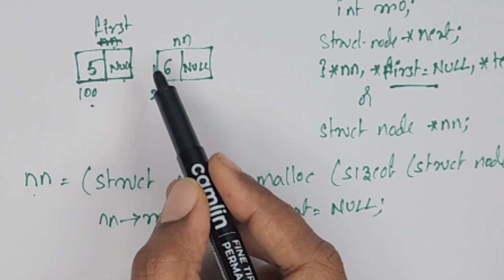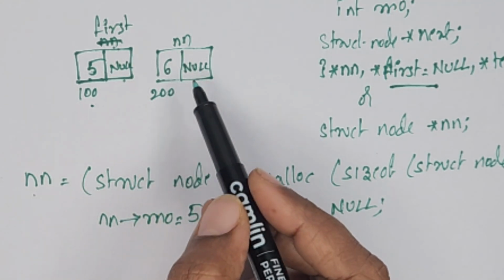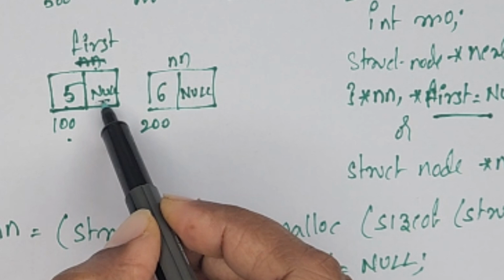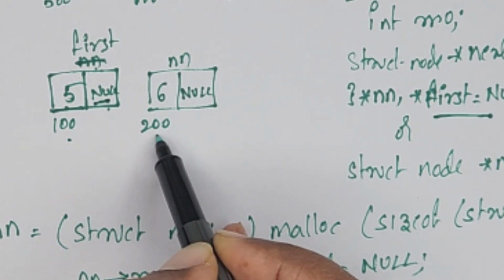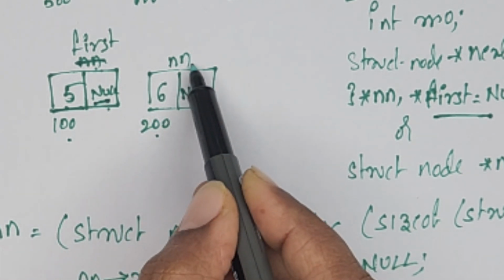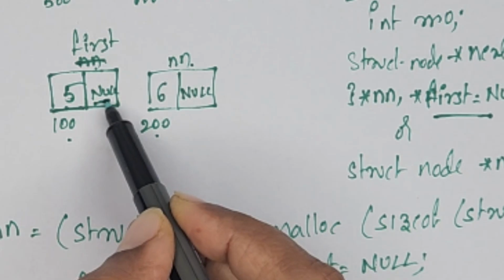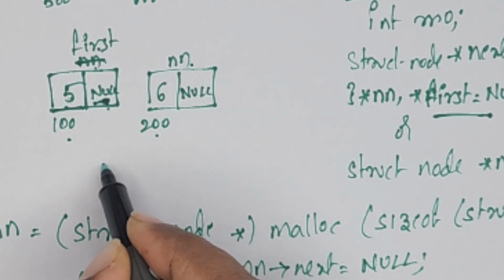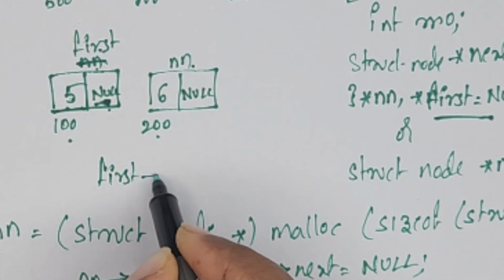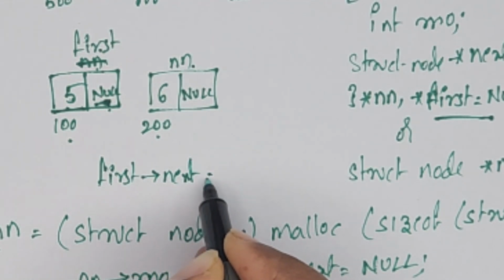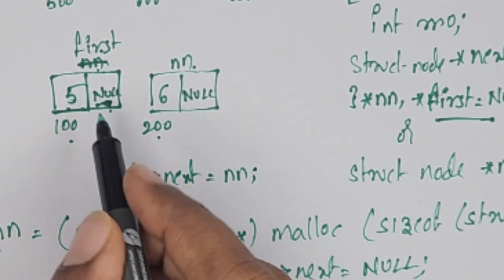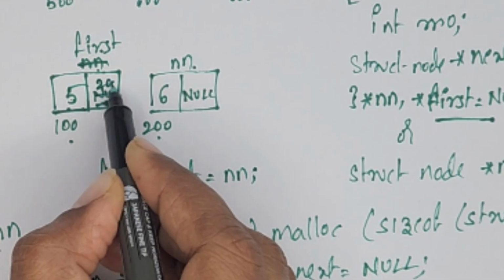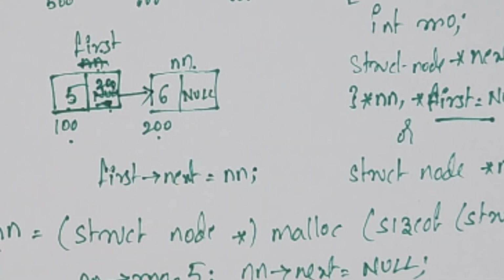Now you have to combine these two nodes. In place of null, I have to store 200. What is 200? New node. So I have to access this memory, first of next. In first of next, what do you have to store? nn, 200. I'm going to assign 200. Like this you can add.